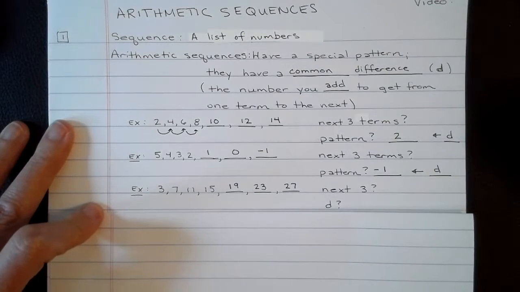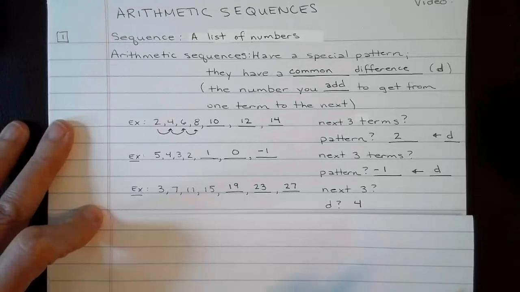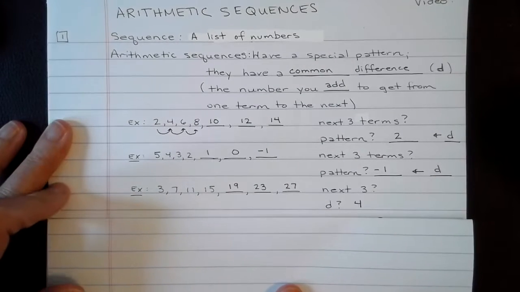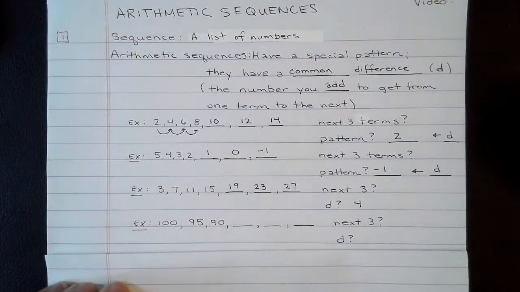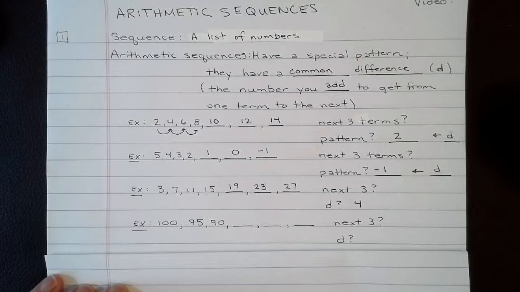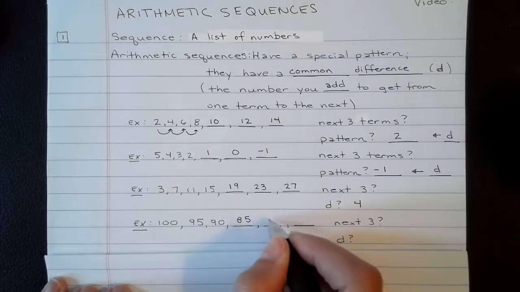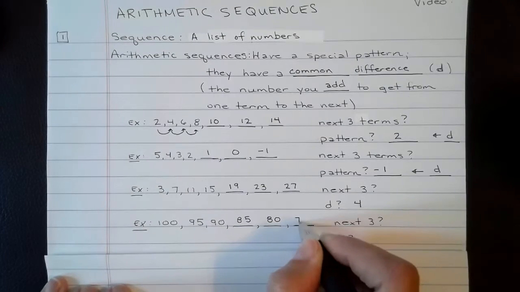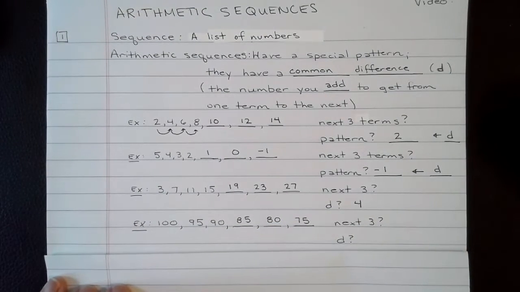okay, and I think the pattern there was to add 4. So positive 4 would be our common difference. Okay, I do have one more. Let's do one more. Get those next 3 terms and find the common difference. Pause me if you have to. And then your common difference, pause me if you have to.